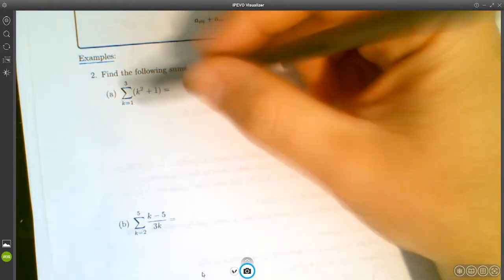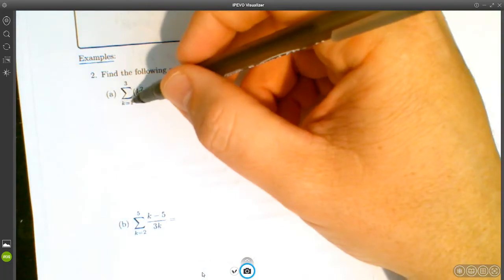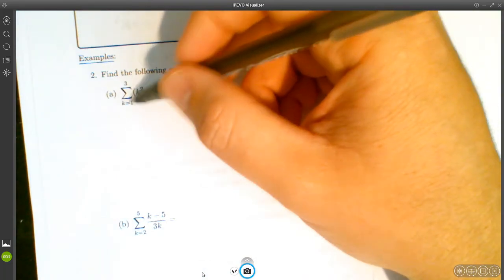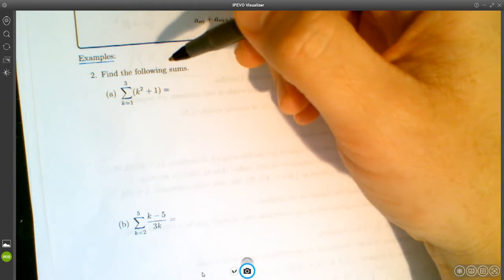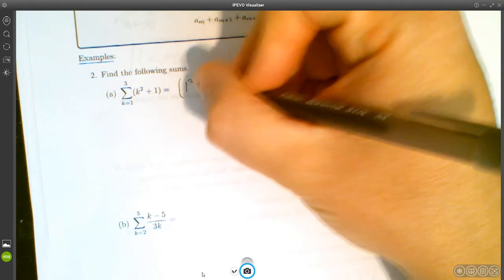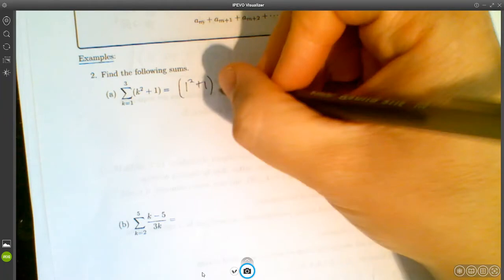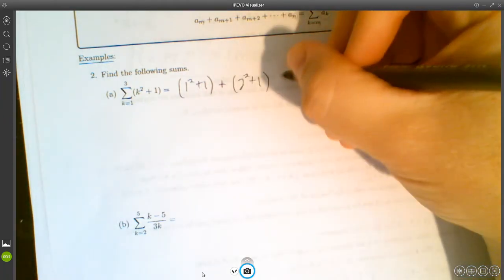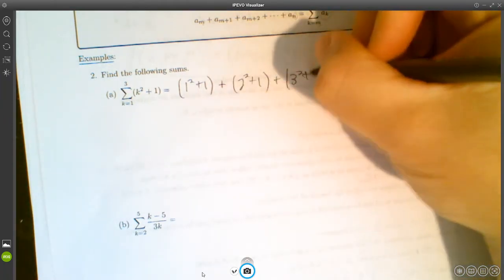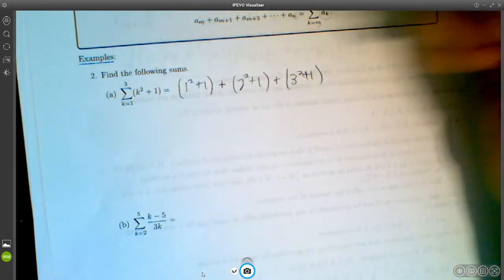So let's say that we wanted to add up the following sums, right? We want to add up k squared plus 1, k starting at 1 and ending at 3. So what we do is we take turns plugging in numbers for k, starting at 1, ending at 3, and of course we're only going to be plugging in whole numbers. If we plug in 1, we get 1 squared plus 1. If we plug in 2, we get 2 squared plus 1. And we're going to add these up, right? And if we plug in 3, we get 3 squared plus 1. So it's going to be 1 squared plus 1, plus 2 squared plus 1, plus 3 squared plus 1.